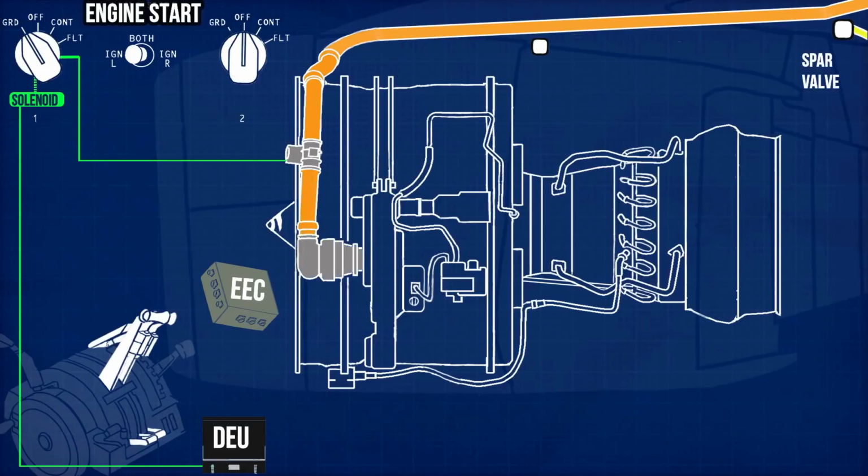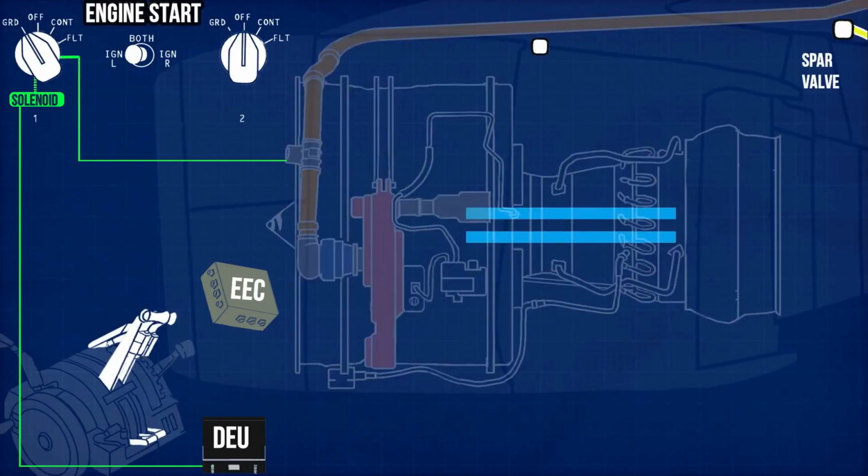The starter, which is an air-driven motor consisting of a turbine, reduction gears, and clutch, turns the output shaft of the accessory gearbox on the engine. The output shaft of the gearbox turns the N2 rotor of the engine, on which are mounted the high-pressure compressors and high-pressure turbine. N2 rotation induces air suction into the engine.